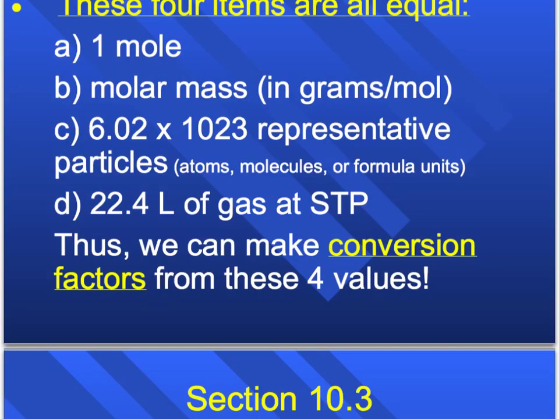So here are the conversion factors that you should have under your belt. This idea that 1 mole is equal to the molar mass of anything. 1 mole is also equal to 6.02 times 10 to the 23rd representative particles. 1 mole is also equal to 22.4 liters of gas at STP, and thus we can make these conversion factors from these 4 values. So really this is just the same as saying 12 inches in 1 foot, 2.54 centimeters in 1 inch, like going back and forth. So just think of these as easy conversion factors, and you definitely should be writing them on your periodic table.